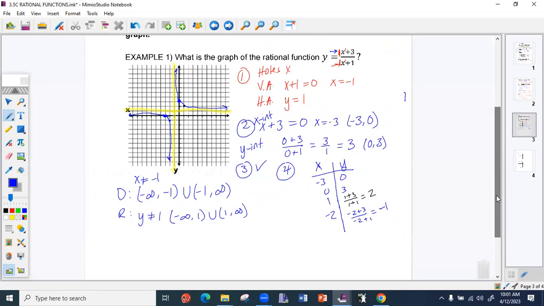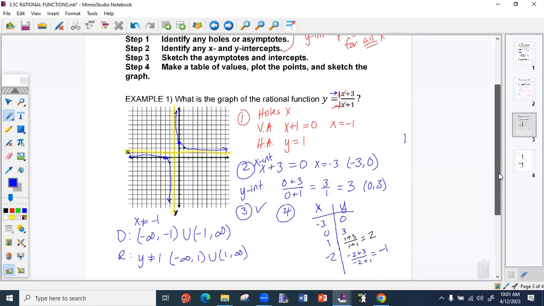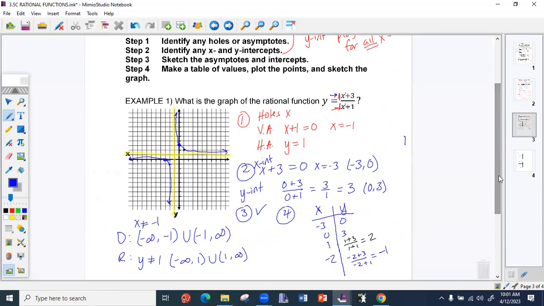All right, so that's the full goal of this section, is to be able to do it all. To be able to identify your asymptotes, find your X and Y intercepts, create a graph, and find key points to help you finish out your graph. Okay? What are your questions, comments, or concerns?